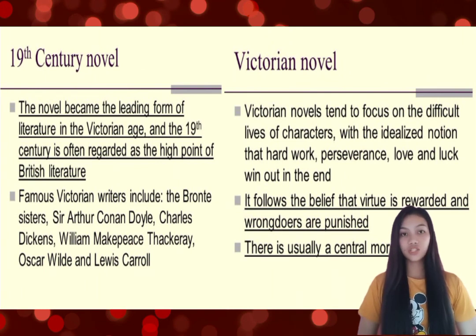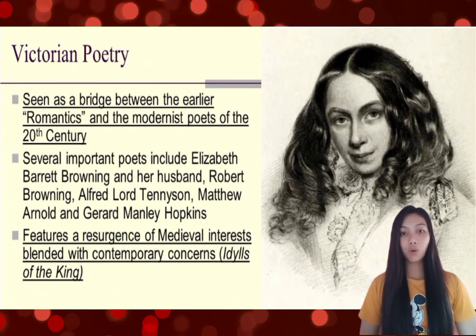In the 19th century, the novel became the leading form of literature. The Victorian novel always centered on a moral lesson to be learned. During this era, it idealized the notion of hard work, perseverance, love, and luck. Among Victorian poets, some important poets include Elizabeth Barrett Browning. One of her most popular works is How Do I Love Thee? At this moment, we are going to discuss Elizabeth Barrett Browning.